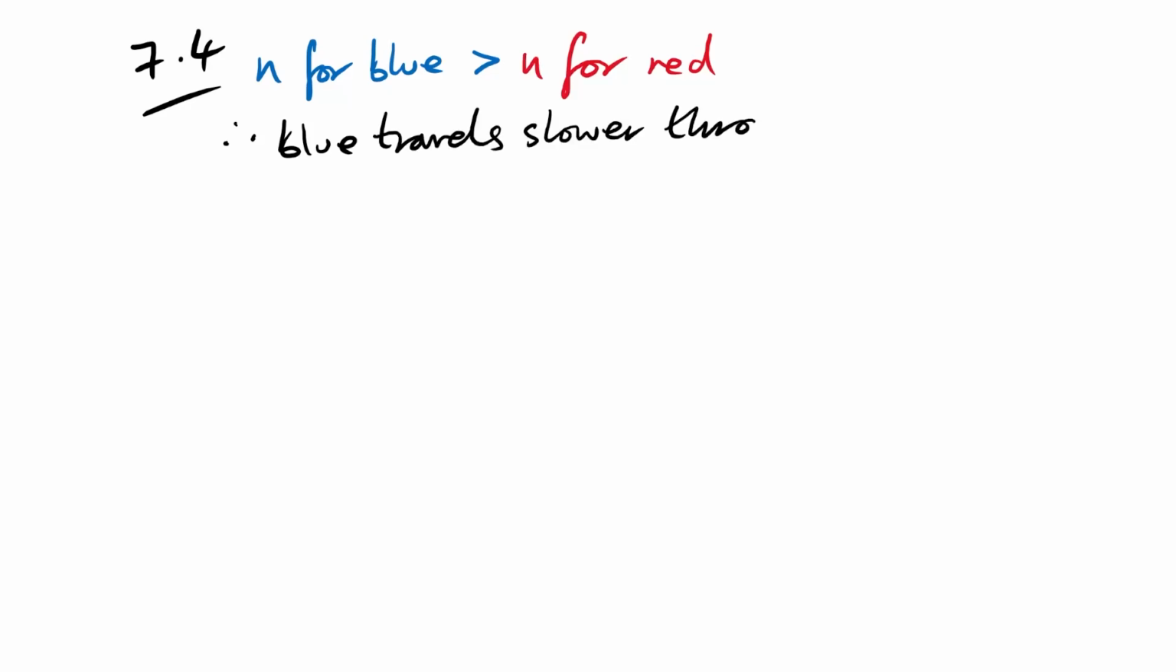7.4, 2 pulses of monochromatic light incident normally, so we have blue light and red light. Explain, with reference to refractive index, why the pulse of red light has a shorter transit time. You should remember that red light diffracts more, but blue light refracts more. So we can say N for blue light is greater than N for red light. Therefore, blue travels slower through the fibre.